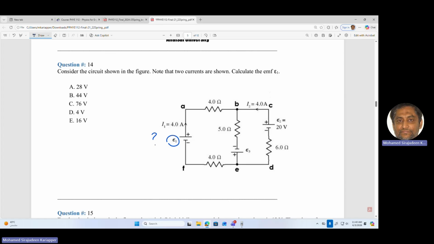Is it about the junction rule? No, you can think, there are two junctions here. The question is about the EMF. The junction rule will only deal with currents. Obviously, it is the loop rule, not the junction rule. We have to choose the loop. So out of the loops, let me call this loop number 1, this loop number 2, and the outer loop number 3.